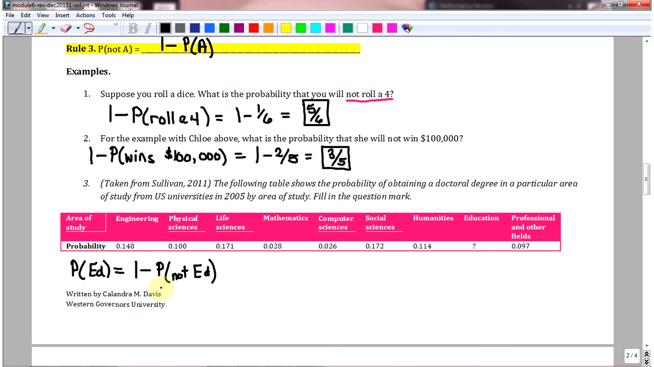How do we find the probability of getting a doctorate that's not in education? We're going to add all of those together. So this will be the sum of the probabilities that are not education. We keep the 1 minus, and if you add all of those together, you should end up with 0.856. So we end up with 0.144 for our answer.